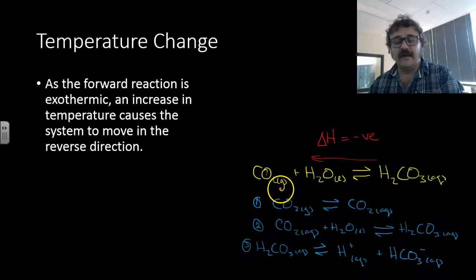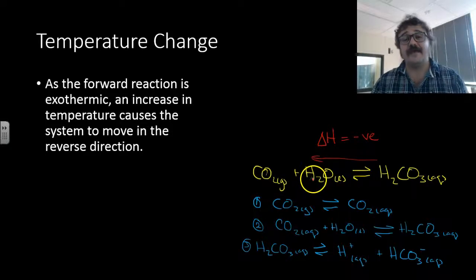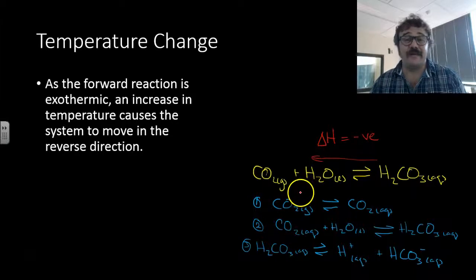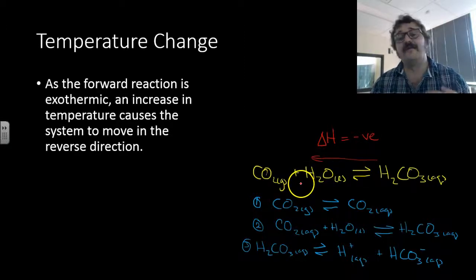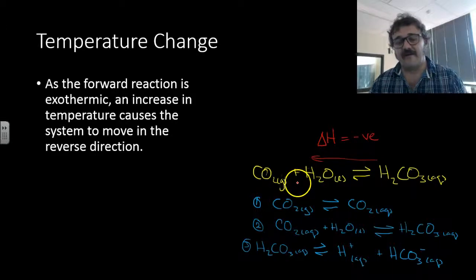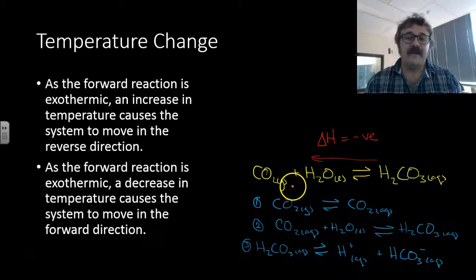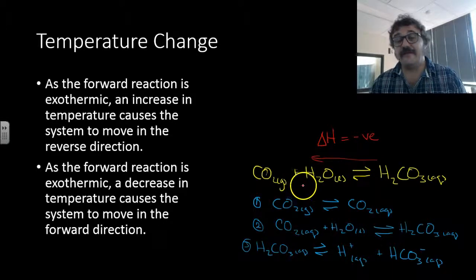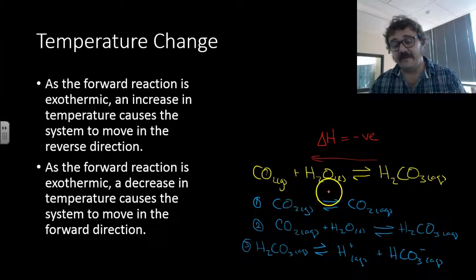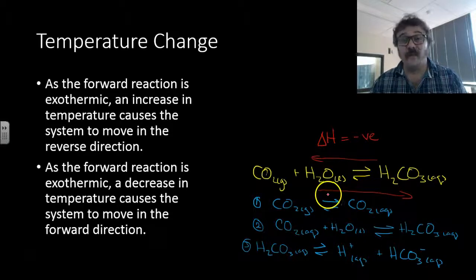This is a problem because as the oceans warm up because of more carbon dioxide in the atmosphere, they will then release more carbon dioxide into the atmosphere, which will cause them to warm up further, and then they will release more, and so forth, and it becomes a bit of a scary feedback loop. As the forward reaction is exothermic, if we decrease the temperature, however, it will move in the forward direction.